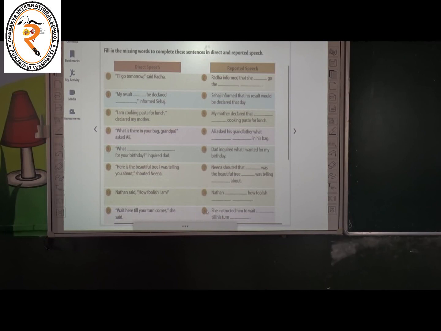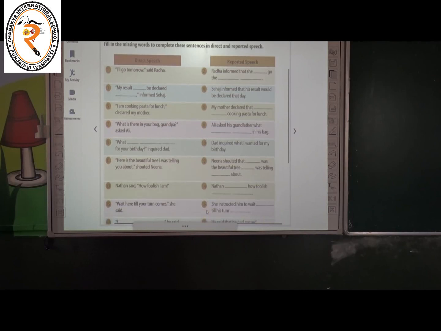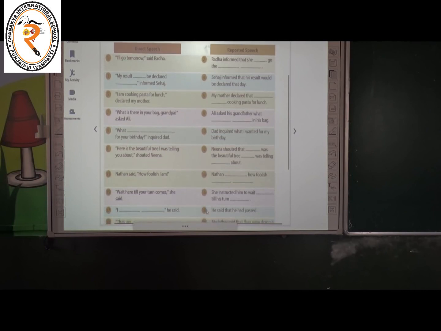What is there in your bag, Grandpa? asked Ali. So in the reported speech, Ali asked his grandfather what was there in his bag. So what will come in the fillers? Was and that. Okay. And the ninth one. What do you want for your birthday? inquired Dad. So what will come in the fillers? Do you want. Dad inquired what I wanted for my birthday. It is a reported speech. Okay. See the 11th one.